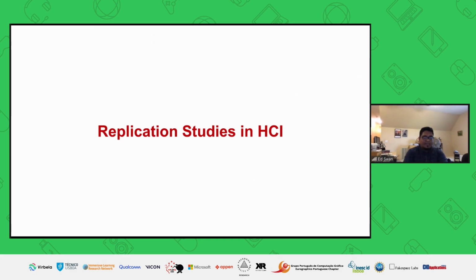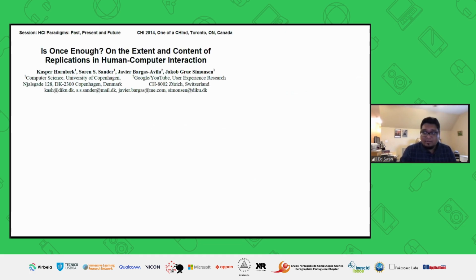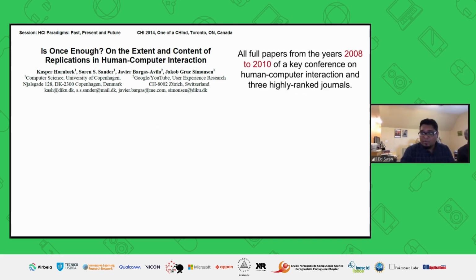So, the replication studies in human-computer interaction. I believe that this is highly related to our own research field, human-computer interaction. So I explored what is actually going on in that particular research domain. I found a paper named "Is Once Enough?" on the extent and content of replication in human-computer interaction. This paper was published at the CHI conference in 2014. They explored replication in human-computer interaction by considering all the full papers from 2008 to 2010 of a key conference of human-computer interaction and 3 highly ranked journals. I'll show you the results after the next slide.